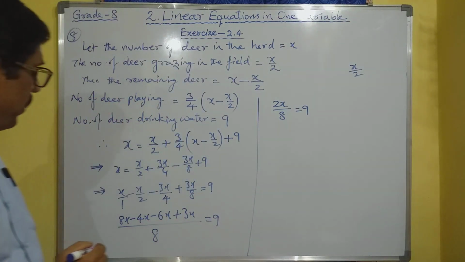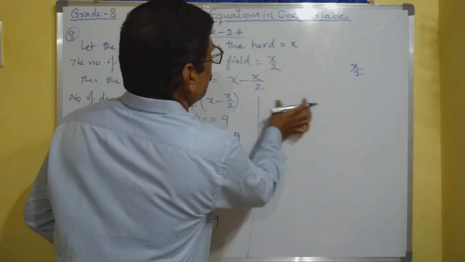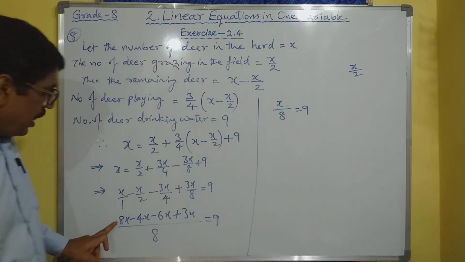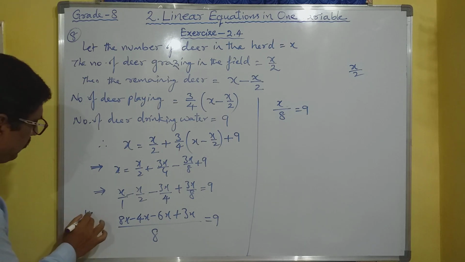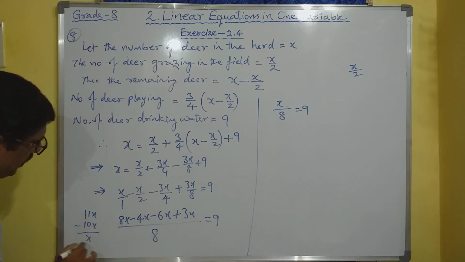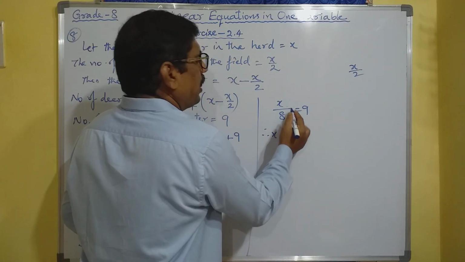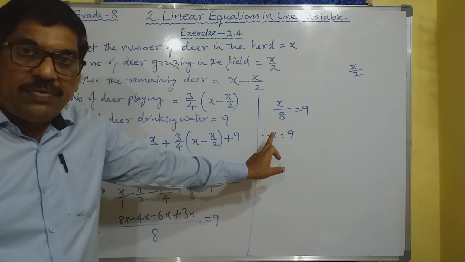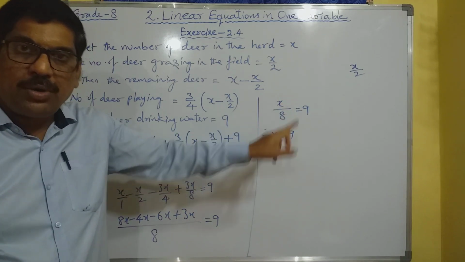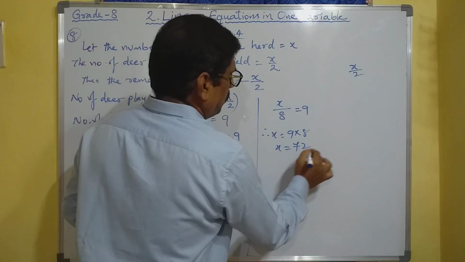Sorry, here the numerator is x only. Why? Because 8x plus 3x is 11x, minus 4x minus 6x is minus 10x. If you subtract, we get x. x by 8 is equal to 9. Therefore, x is equal to 9 into 8, if you transpose the 8 from the denominator to the RHS. x is equal to 72.